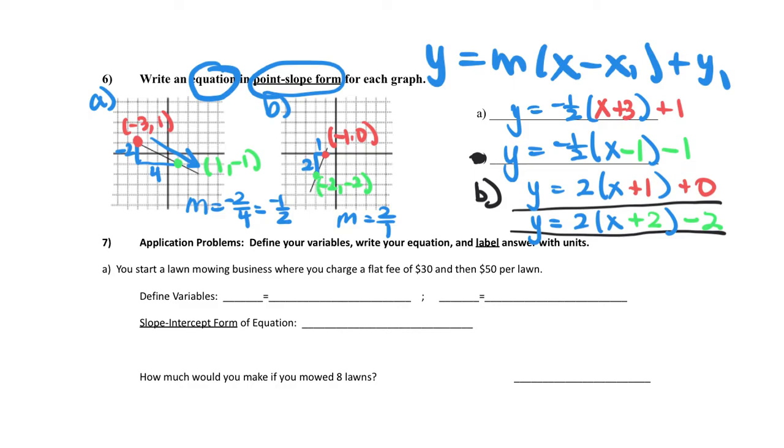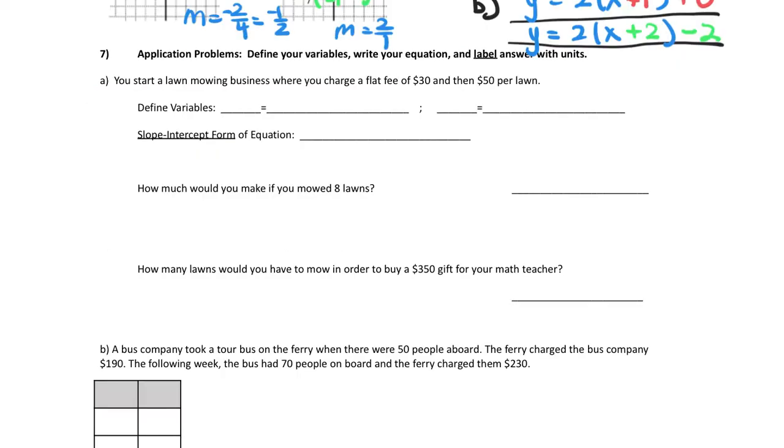So let's take a look at our last question, our application. So we have two scenarios. We have an A and a B. The first one is about a lawn mowing business. And so for each one, we're going to define our variables, write our equation, and label our answer with units. You will have to do this on your test as well.